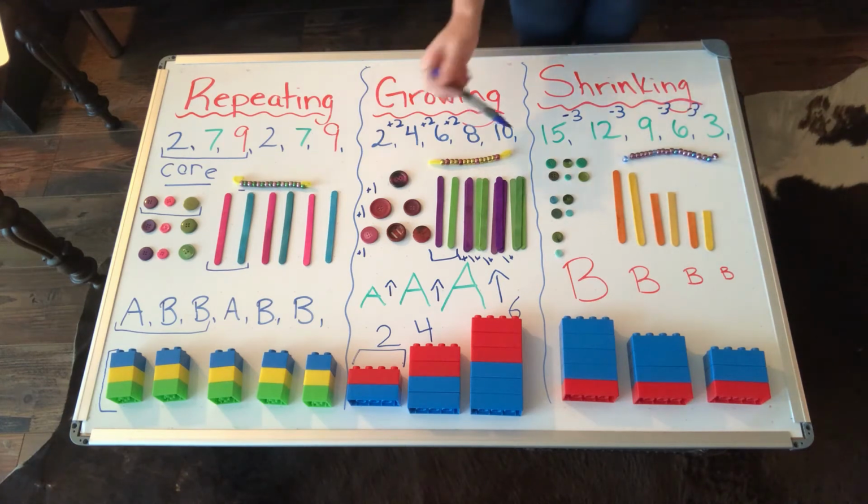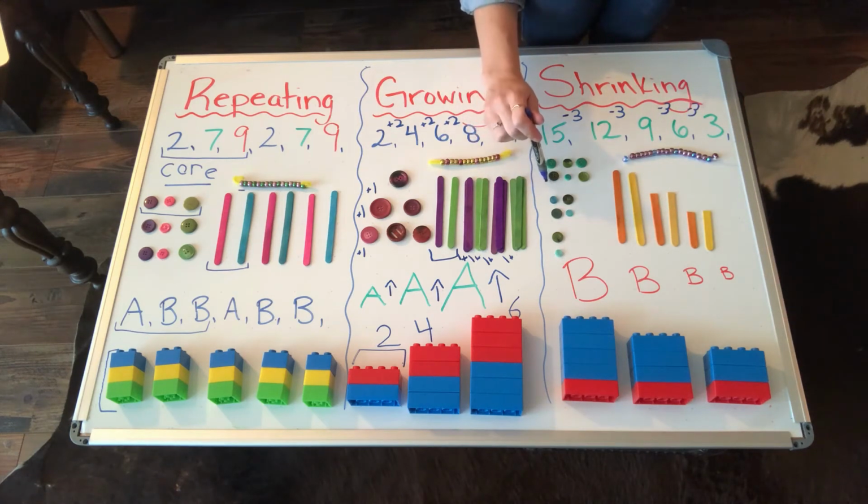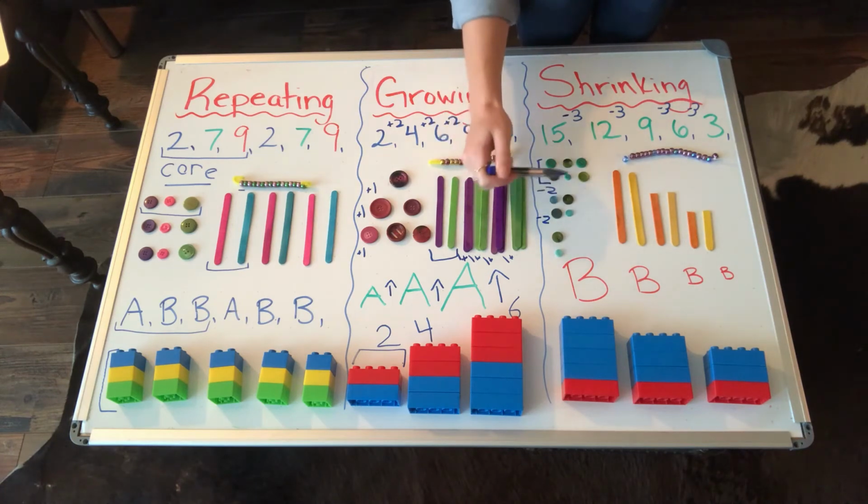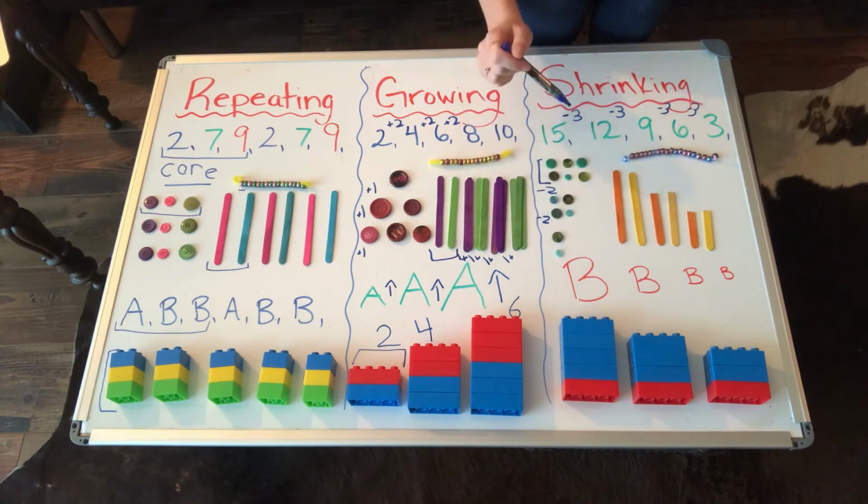Okay. With our buttons, we start with 6 buttons. Then we take away 2, minus 2, and we have 4 buttons. Then we take away another 2, and we have 2 buttons left. We're taking away so it gets smaller and smaller every time.